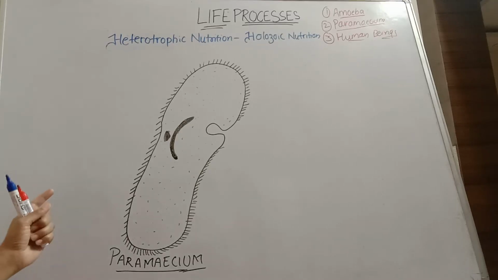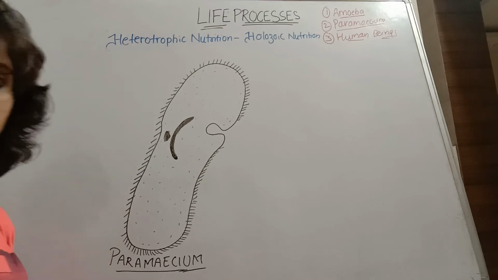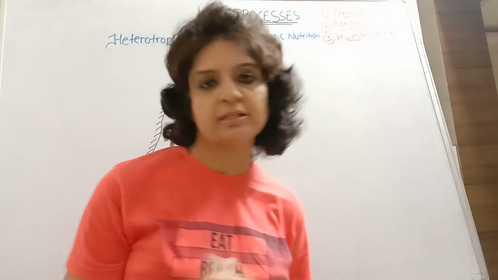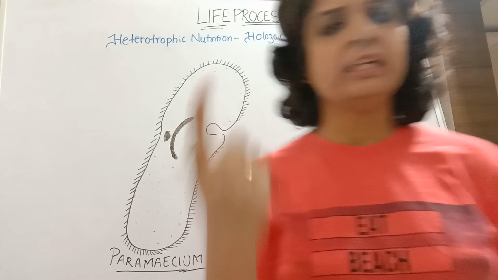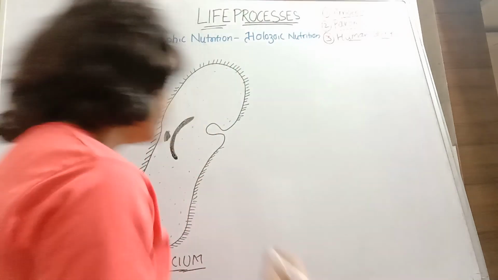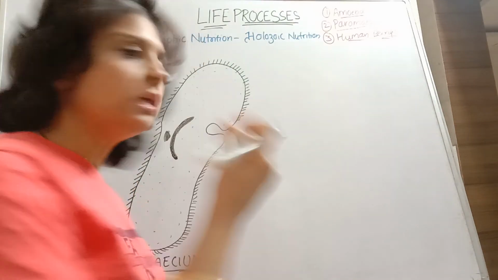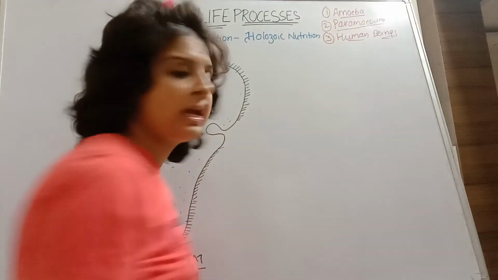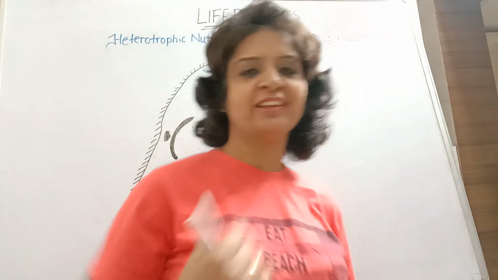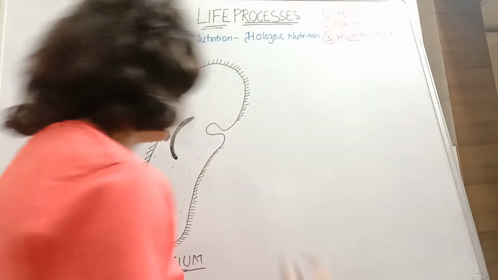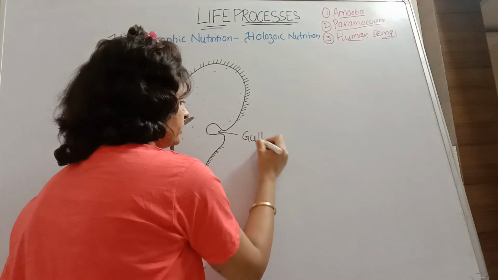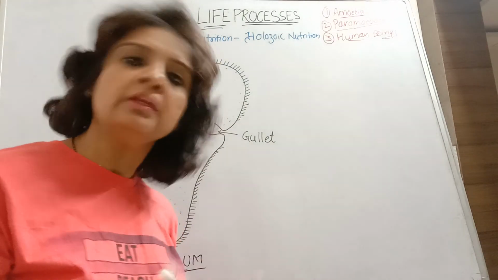So as you can see, the structure of Paramecium. Here also we'll describe how the digestion process takes place in this Paramecium. Same steps: the ingestion, the digestion, the absorption, the assimilation and finally the egestion. But the difference between the nutrition in Paramecium and in amoeba is that amoeba does not have a fixed position from where it will take the food. But in Paramecium, there is a space over here, and this space is known as the gullet. So the mouth of Paramecium is known as the gullet.